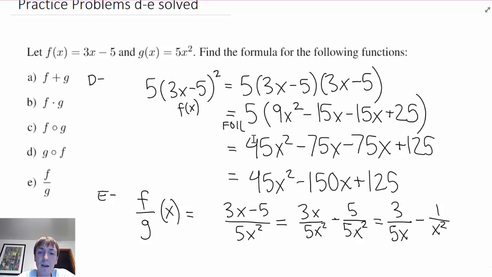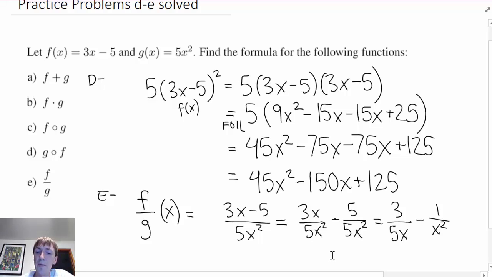Okay, so lastly, we have f divided by g. And this one's easier, I think, than the last one. I've just taken the formula for f of x and put it on top of the formula for g of x. The simplification here is that I took this fraction and I split it up into the difference of two fractions. I can do that because the difference is in the numerator, not the denominator. You cannot split up fractions when you have addition or subtraction in the denominator. Important to keep in mind.